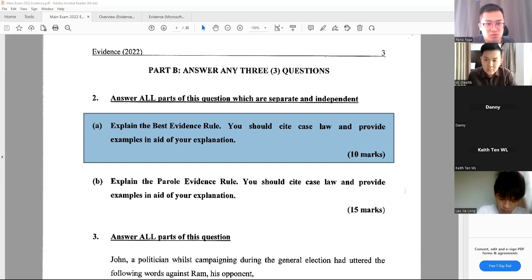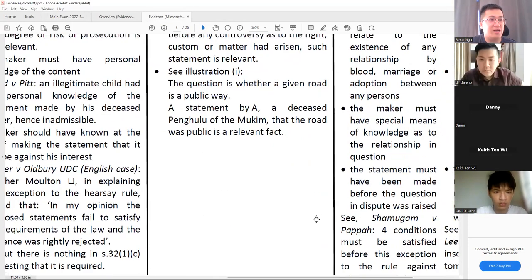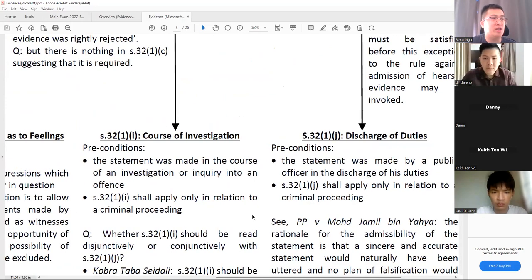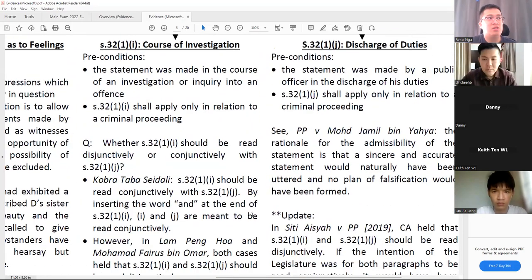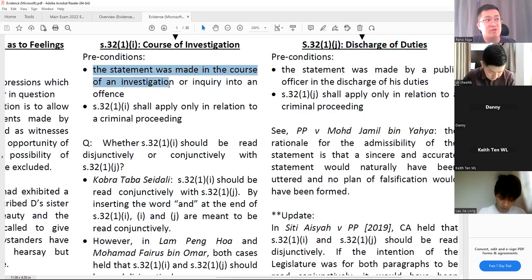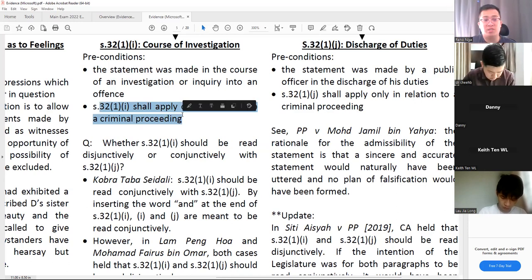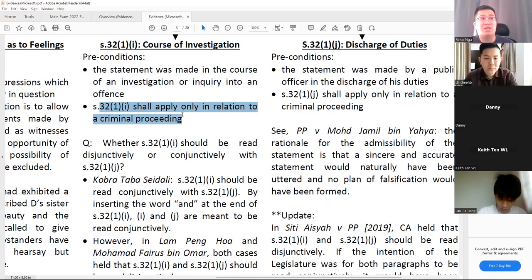I saw a question, let me answer it first. What about section 32 I and J? Because in the recent case, the court held that both sections should have a disjunctive reading. Okay, thank you. Like you say, it should be a disjunctive reading. So that's why I only discuss I. It's good enough already. Disjunctive means you don't need to satisfy both I and J. You are only required to satisfy one of them. So if I satisfy I, which is a statement made in the course of investigation and only applies to criminal proceedings, then we can use section 32(1)(i). Enough already. You don't need to satisfy 32(1)(j).